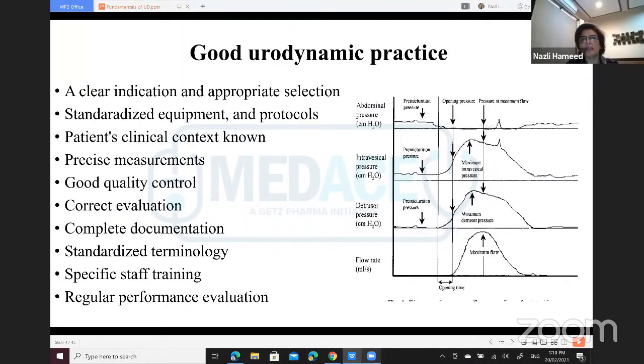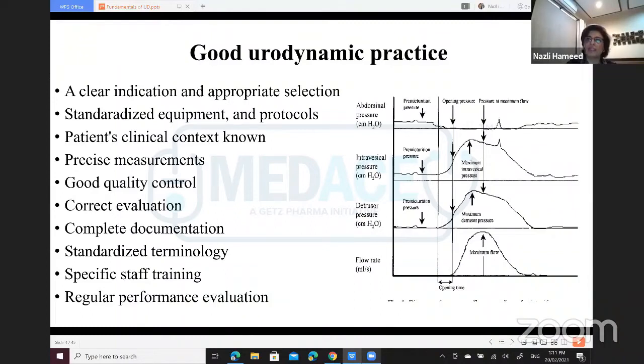Like any other investigation, good urodynamic practice needs a clear indication for performing the procedure and appropriate selection of the patient group. The equipment has to be standardized and the protocols used should also be standardized. Like any other investigation, even in urodynamics, you have to keep in mind the clinical context in which you are performing them, because every investigation needs interpretation, and we have to keep in mind the clinical features of the patient and what we are looking for exactly. The measurements have to be as precise as possible with good quality control. Evaluation should be correct.